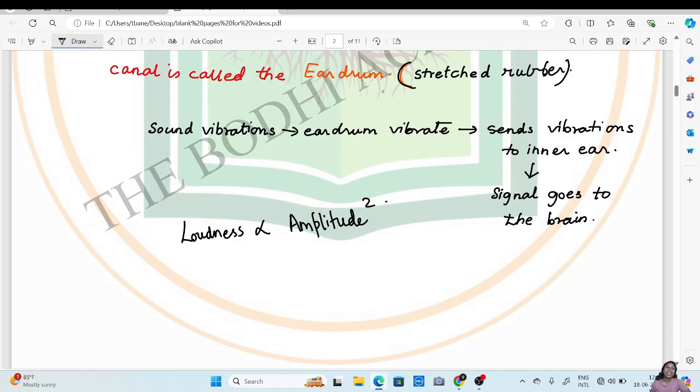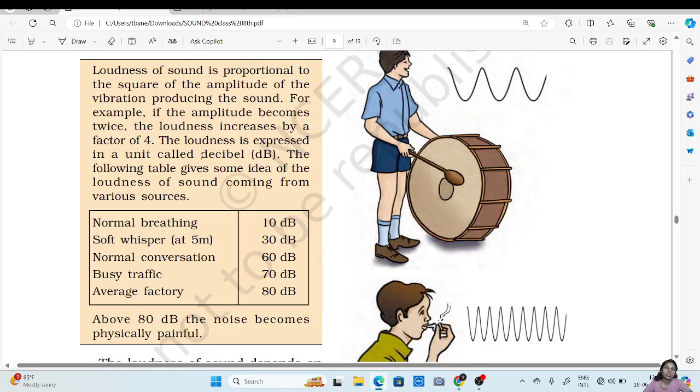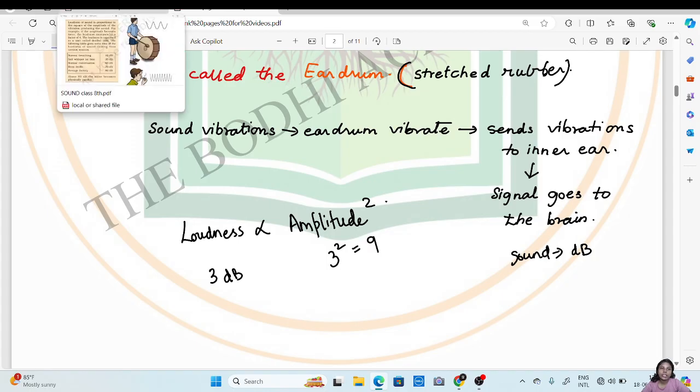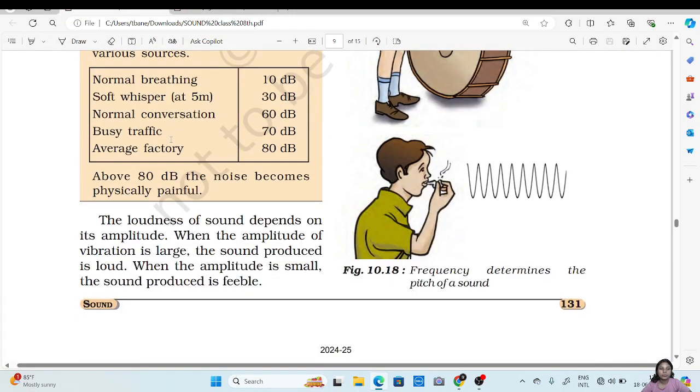So now say a sound is given. Sound has a unit of decibel, and it is given by dB. Say your loudness is approximately 3 decibel. What will be your amplitude? It will be 3 square, that is 9. So it says that loudness is directly proportional to the square of the amplitude. So the higher the loudness, the more the amplitude, or the more the amplitude, the louder will be the voice.